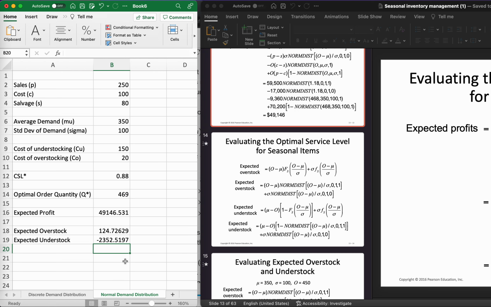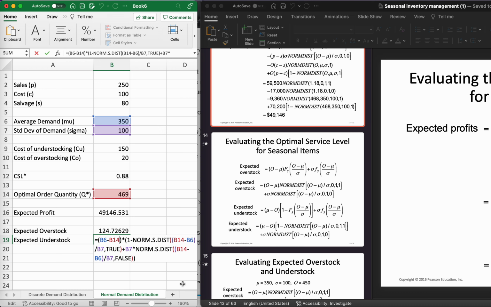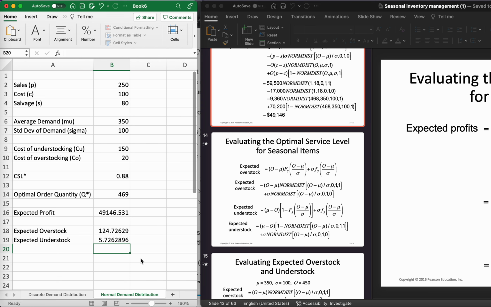I forgot parentheses. Something is amiss. You got mu minus, where is it? Mu minus Q times 1 minus NORM.S.DIST of B14 minus B6 divided by B7. That's true, comma true. 1 minus, right, so that and then that. Okay, there you go. Now that makes a lot more sense, right?